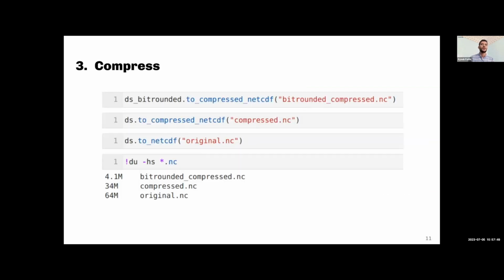This value is then utilized to round the original data using the XR bit round. And then we can go to the compression. So the original size is stated as 64 megabytes, which can normally be compressed to approximately 34 megabytes, resulting in a compression ratio of around 2. However, when compressing the bit rounded data, it results in a size of 4.1 megabytes, achieving a compression ratio of approximately 15.